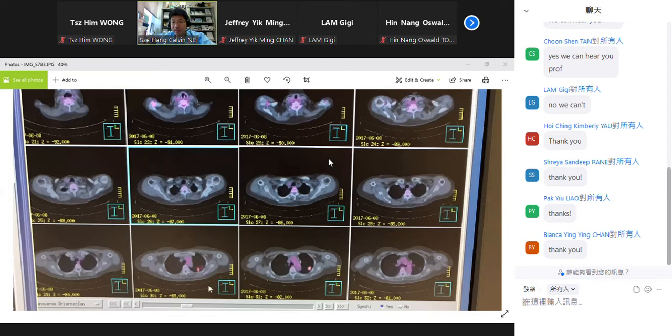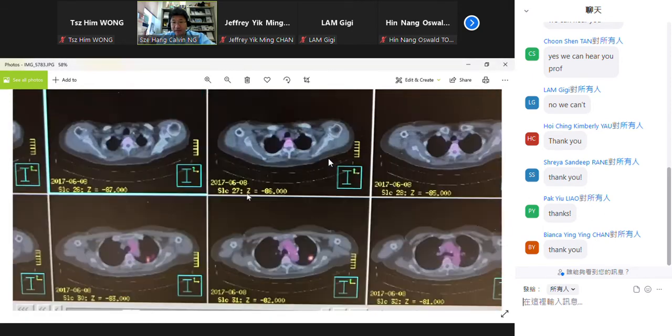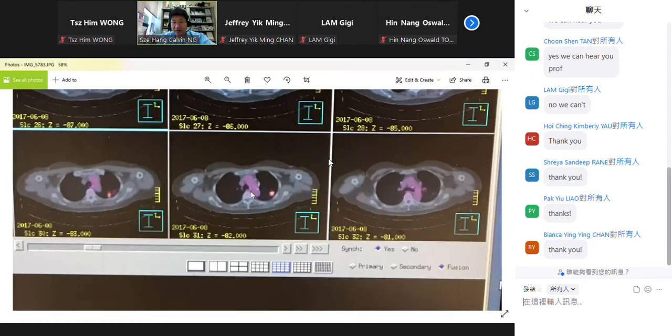So EUS does have a role in mediastinal staging, and is to look at lymph nodes that are more in the posterior aspect of the mediastinum. So this is the mediastinum, as you can see here. If I just enlarge this area, you'll see this is the trachea, and this here is the esophagus. This is, of course, the descending aorta here. So the esophagus is here.